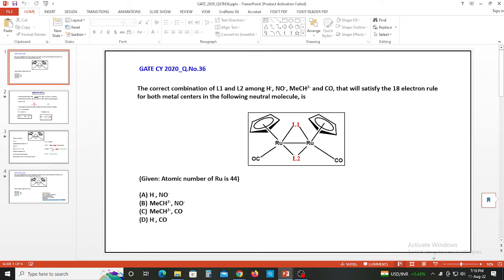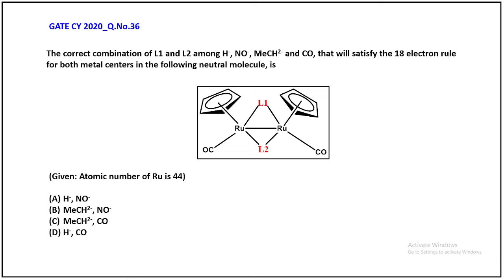Slides are visible, no? Okay. So this is a question from GATE Chemistry 2020, question number 36. The correct combination of L1 and L2 (Mn, H minus, NO minus, MeCH2 minus and Cu) that will satisfy the 18 electron rule for both metal centers in the following neutral molecule is. So in the question they are asking what is L1 and what is L2, and 4 options are given that will satisfy 18 electron rule.